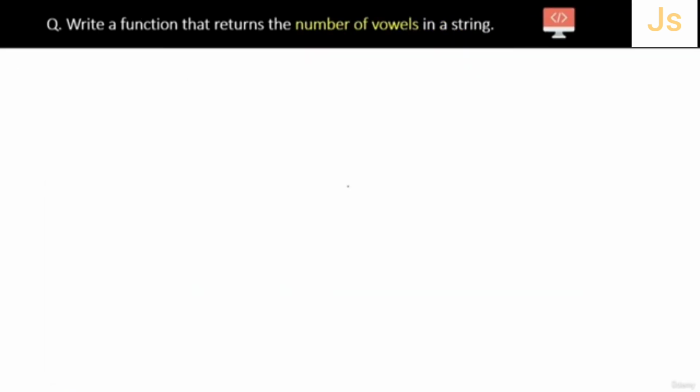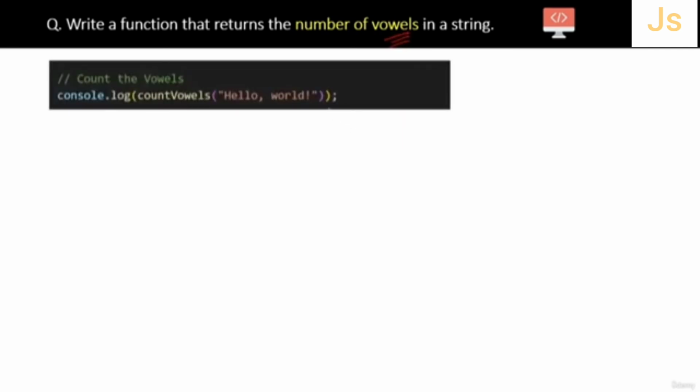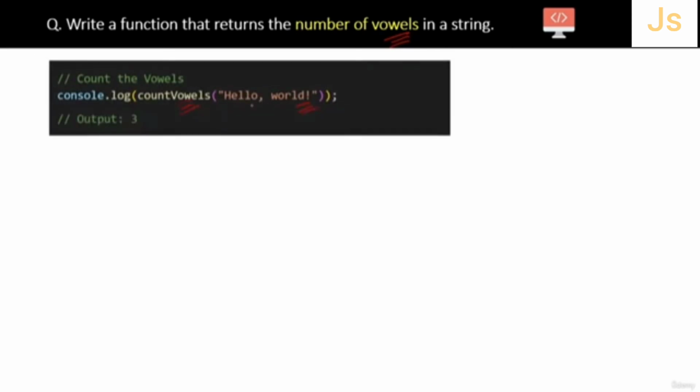Write a function that returns the number of vowels in a string. So you know vowels, right? For example, this is a string hello world, and we have to write this method countVowels to count the number of the vowels in this string. So here in hello world, e, o, o, 3 vowels are there. So the expected output is 3.